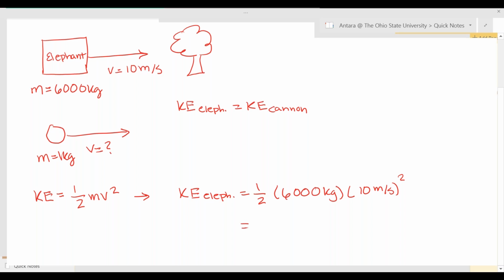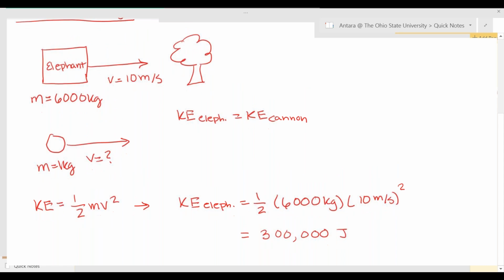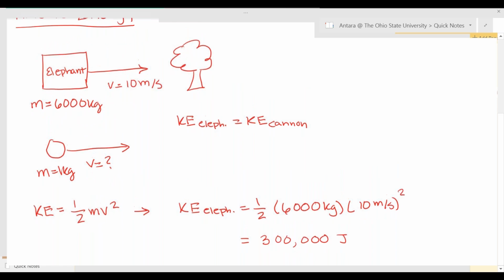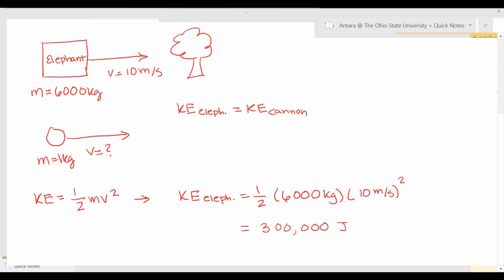So I'm just going to plug these numbers into my calculator. 1/2 times 6,000 times 10 squared, and I get 300,000 joules. Now 300,000 is sometimes a really big number to work with, but we're going to keep it in joules so we can plug it into the same formula.